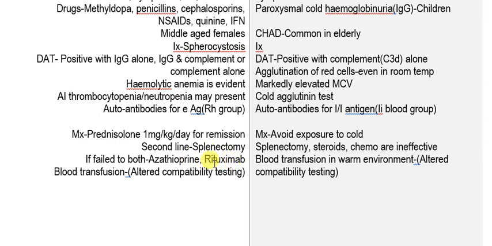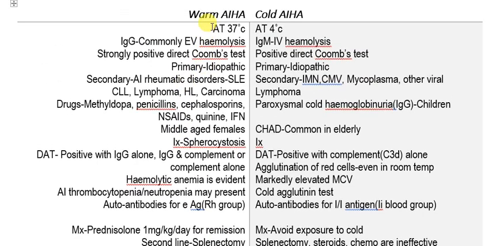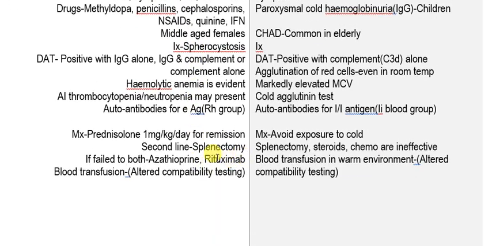Rituximab is a CD20 inhibitor, which is a monoclonal antibody. As you can remember from pharmacology, CD20 is a membrane molecule found on B cells. So when these B cells are inhibited by rituximab, antibody production is inhibited. Because of that, autoimmune hemolytic anemia can be treated by rituximab, and you can do a blood transfusion in this patient if it is very severe.